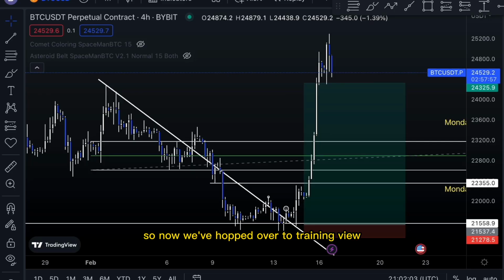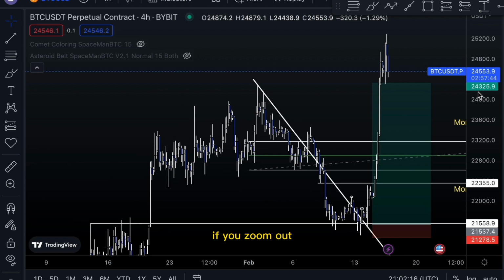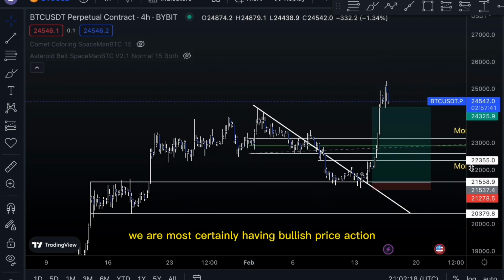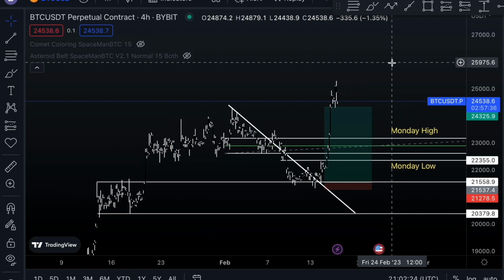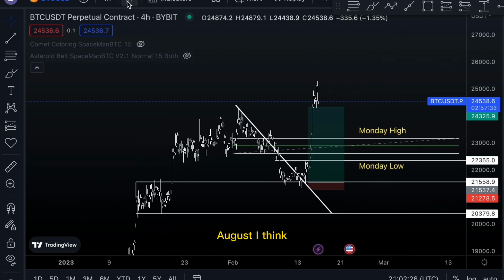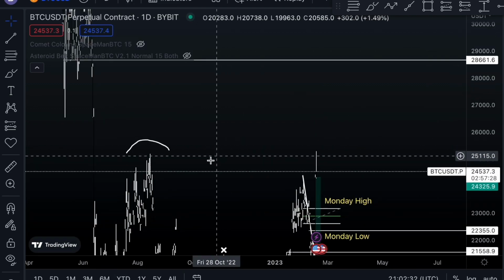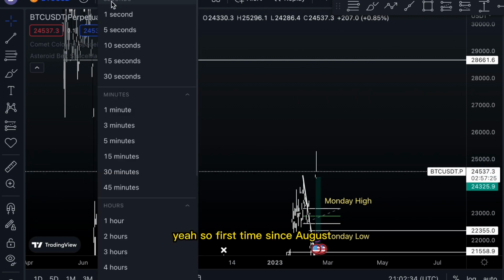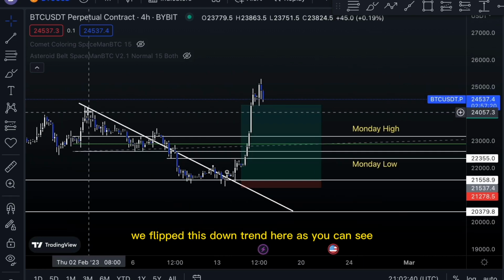So now that we've hopped over to TradingView, I have the 4-hour chart for Bitcoin pulled up, and we're going to go into how we can spot a bullish and bearish divergence and see if we can find one and what we'll be looking for, right? So right now, if you zoom out, we are most certainly having bullish price action. Bitcoin's just hit 25K for the first time, I think, since August. Let's have a look at that actually. Wow. I don't want to be too off topic, but I'm curious. Yeah, so first time since August. Definitely had a nice run up. We flipped this downtrend here, as you can see.